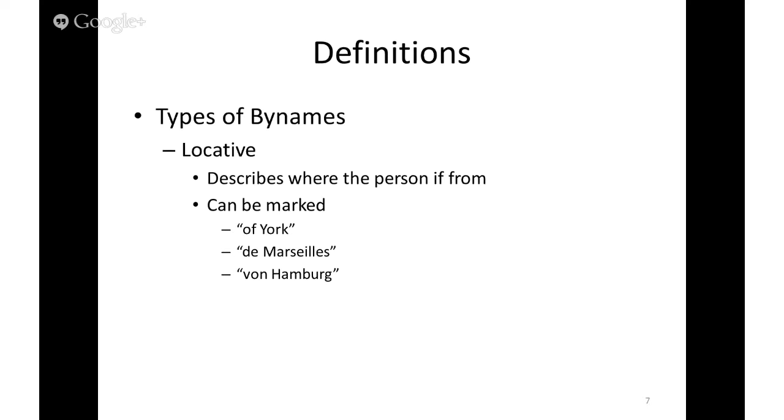In French, you could have de Marseille. In German, you could have von Hamburg. All of those have something marking it as a locative. In some languages, that's not a separate word, but a grammatical construction of the name, of the word. Russian, for example. You can also have unmarked locatives. For example, Jack London is probably Jack from London, but there's no marking. It's just using the name of the place. That's permitted in some languages. It's not permitted in others.